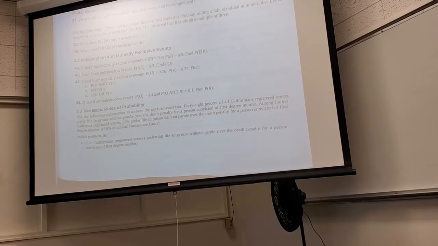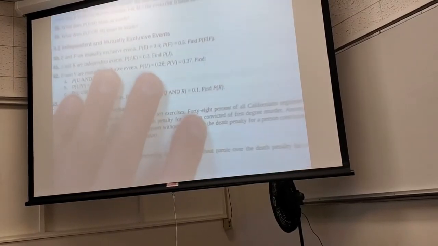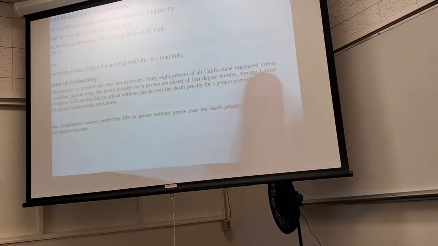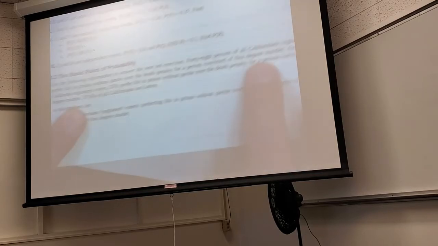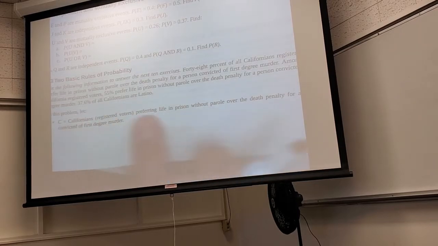And notice that they tell me several probabilities in the write-up. So let me see if I can zoom in. 48% of all California registered voters prefer life in prison without parole over the death penalty, blah, blah, blah, right? Event C is preferring life in prison without parole. So 48% is the probability of C. Does that make sense?